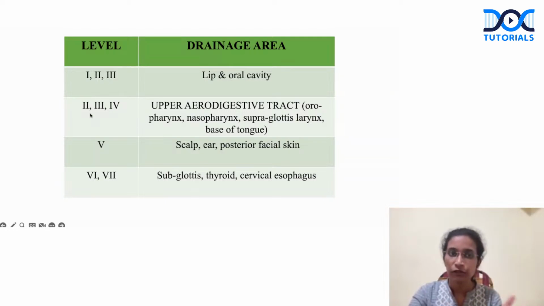And if there is enlargement of level 2, 3, and 4 lymph nodes, which are the upper jugular, middle jugular, and lower jugular, the primary pathology will be originating from the upper aerodigestive tract, which includes the base of tongue, oropharynx, nasopharynx, and supraglottic larynx.